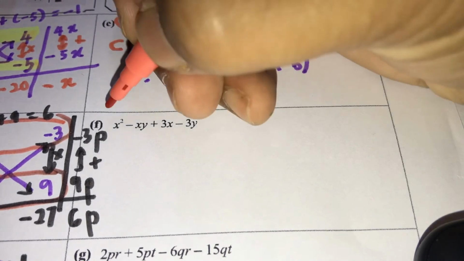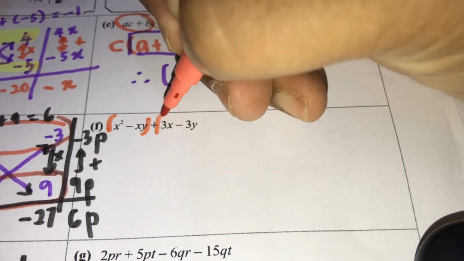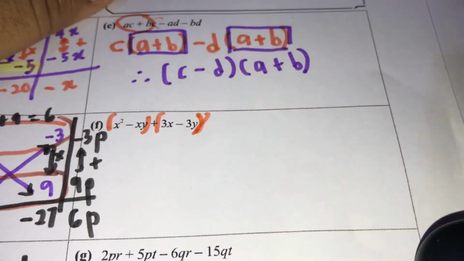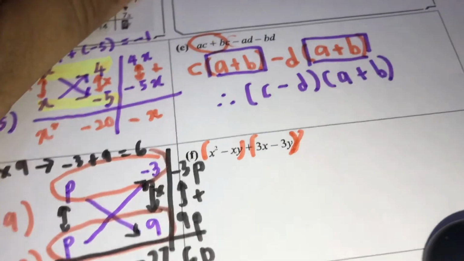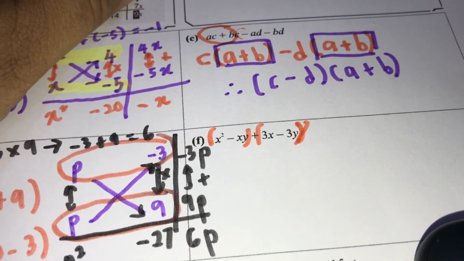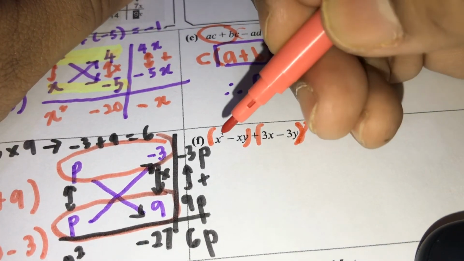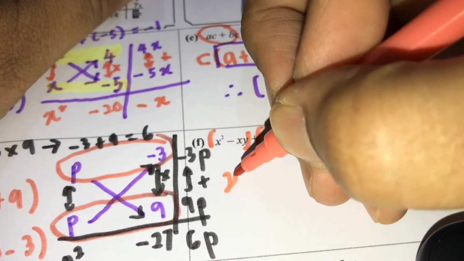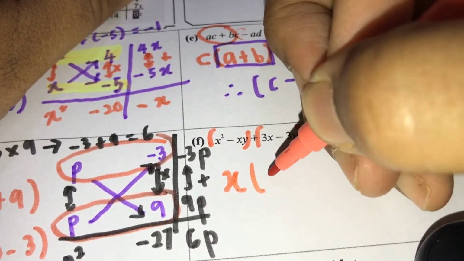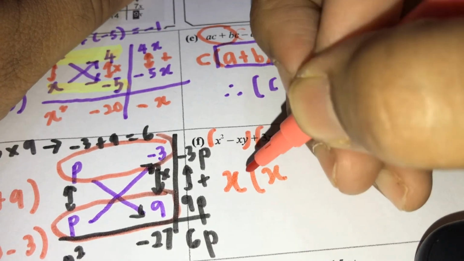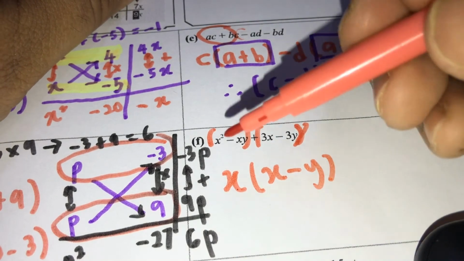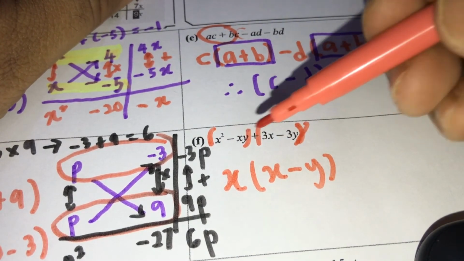Okay, so this with this one. Not always the first one, okay? Sometimes it depends on the question. Sometimes you have to arrange your own. You have to think. So this one, the common factor is x. You write out x, and then x times x gives x squared, x times negative y becomes negative xy.